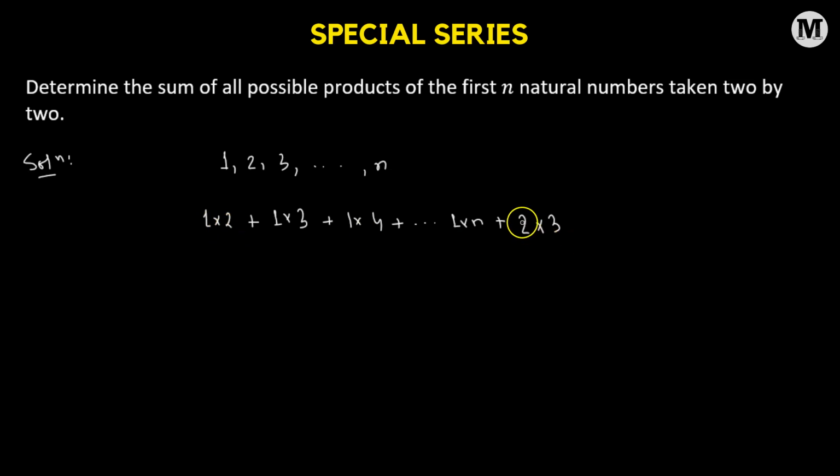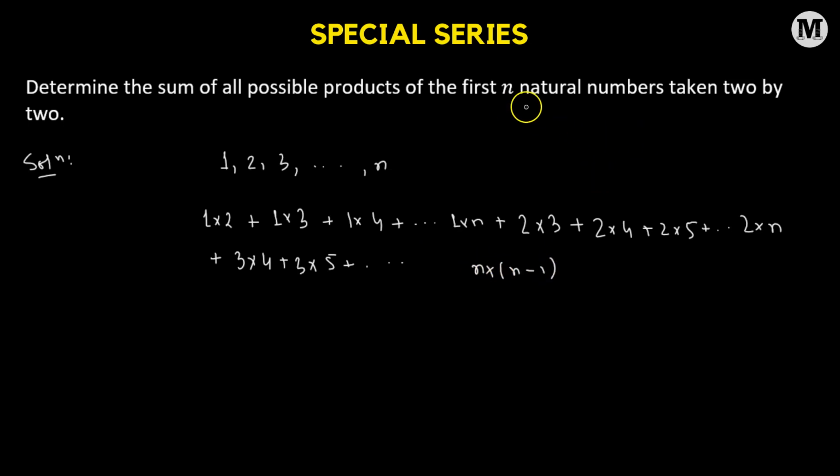So if we consider 2, we're going to multiply with 3. Add it to 2 times 4. Then add it to 2 times 5, going all the way up to 2 times n. Then again, we'll take 3, multiply it with 4, add it to 3 times 5, and this is going to keep on continuing. And I hope you're getting an idea what the problem means when it says the product of the first n natural numbers taken 2 by 2 at a time. So this is what we need to find. We need to find out this sum.